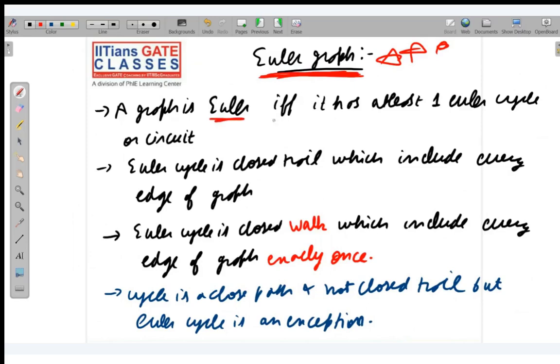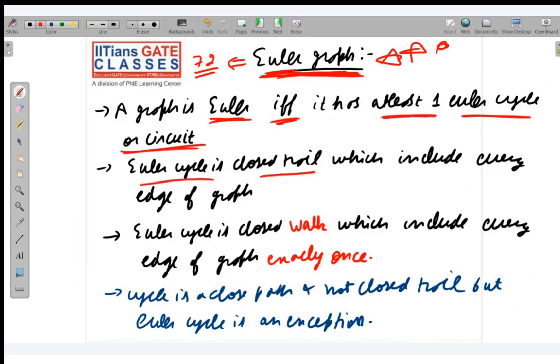So a graph is Euler if and only if it has at least one Euler cycle or circuit. And by the way, this is a very brilliant scientist, and I think 72 mathematical objects he has invented. So we should respect him, and we should pronounce his name very properly. Euler. So a graph is Euler if and only if it has at least one Euler cycle or circuit.